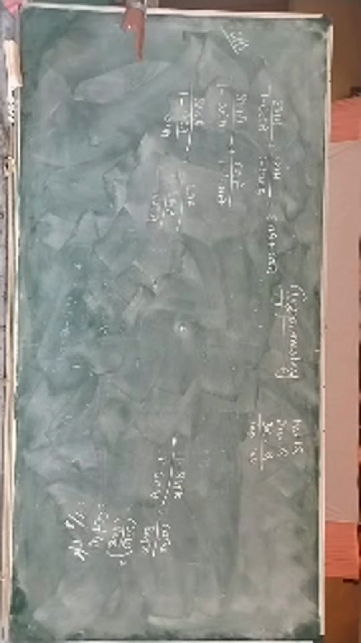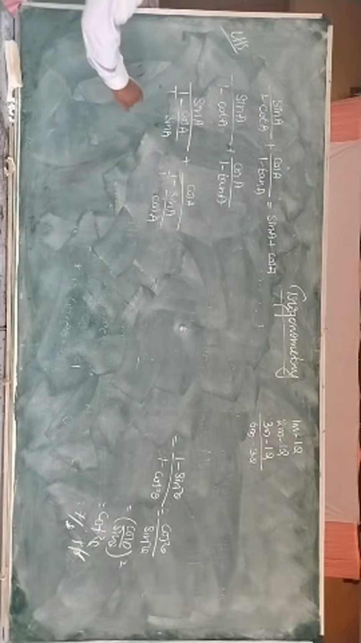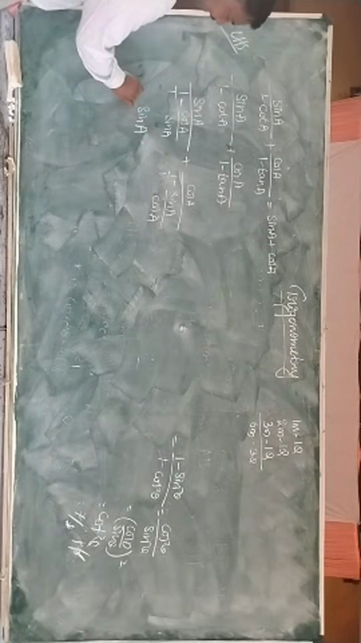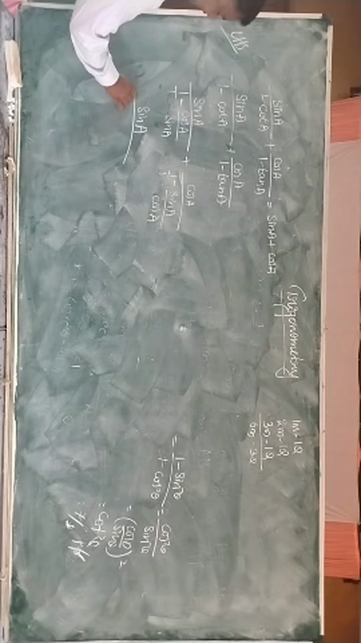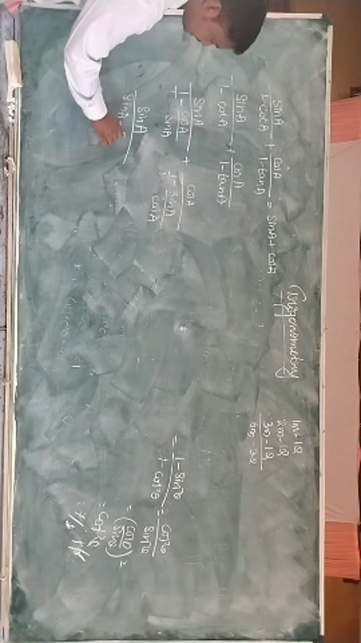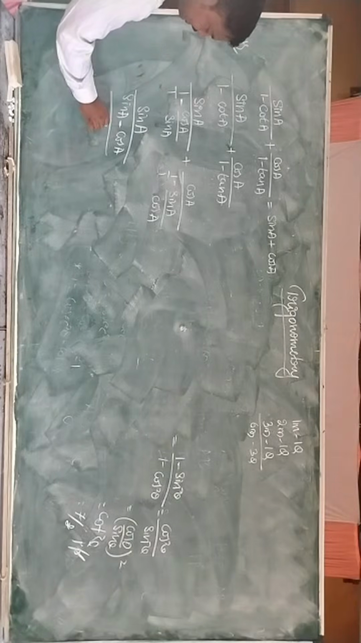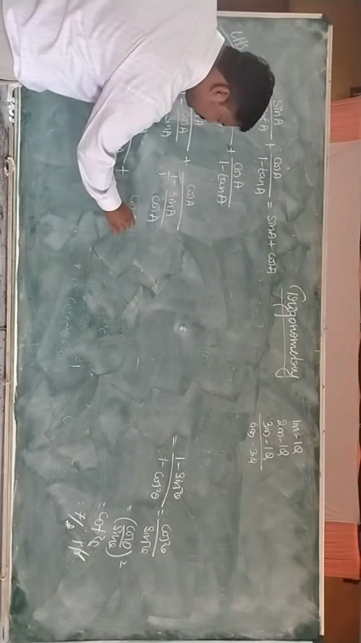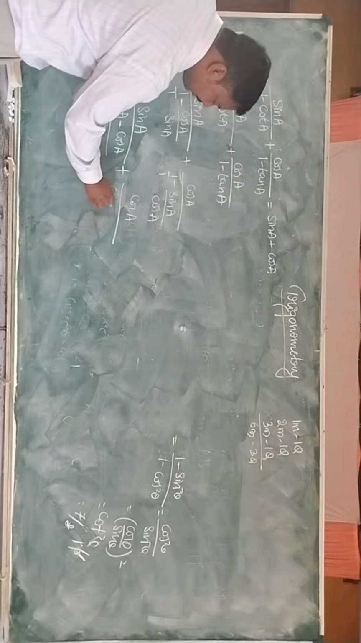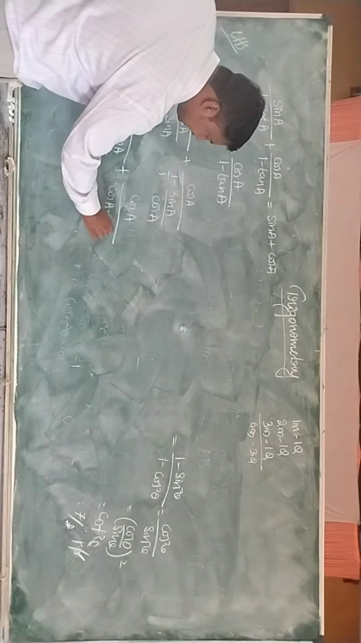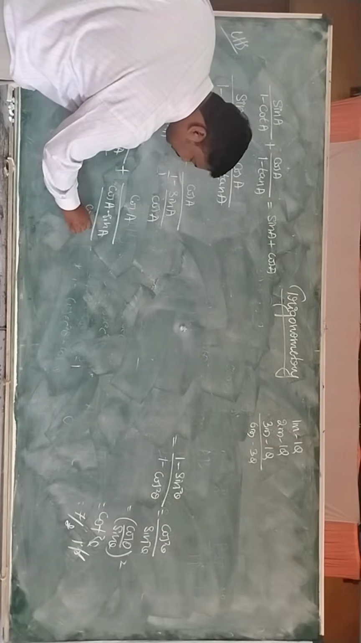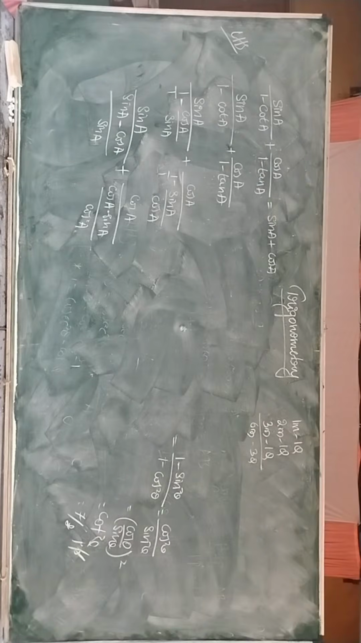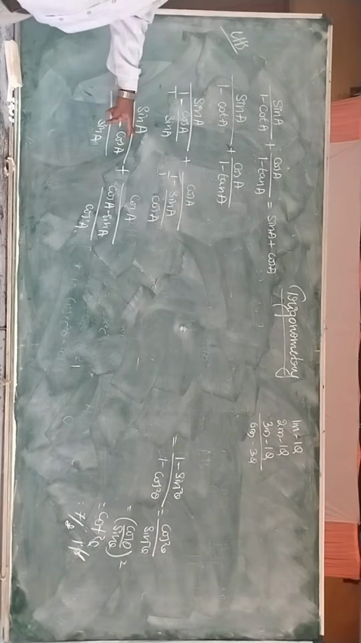In the denominator, I need to take LCM. So it is 1 and here also 1. For the first, LCM is sin A. Numerator written as it is: sin A divided by sin A minus cos A over sin A, plus cos A divided by cos A minus sin A over cos A. Am I right? Yes.